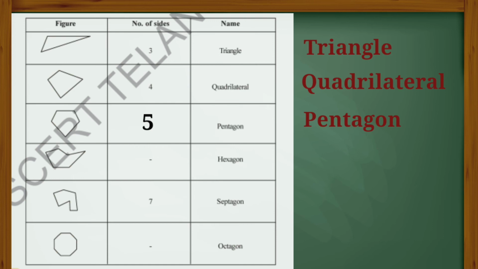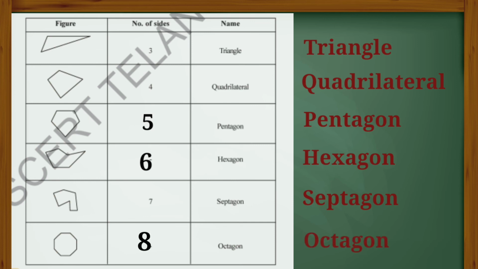Now, come to the fourth figure. How many sides does it have? Yes, it has 6 sides. It is called a hexagon. The below figure has 7 sides. It is called a septagon. Look at the last figure. How many sides does it have? Yes, you are right. It has 8 sides. It is called an octagon. Understood children? Based on the number of sides, the polygons have different names.